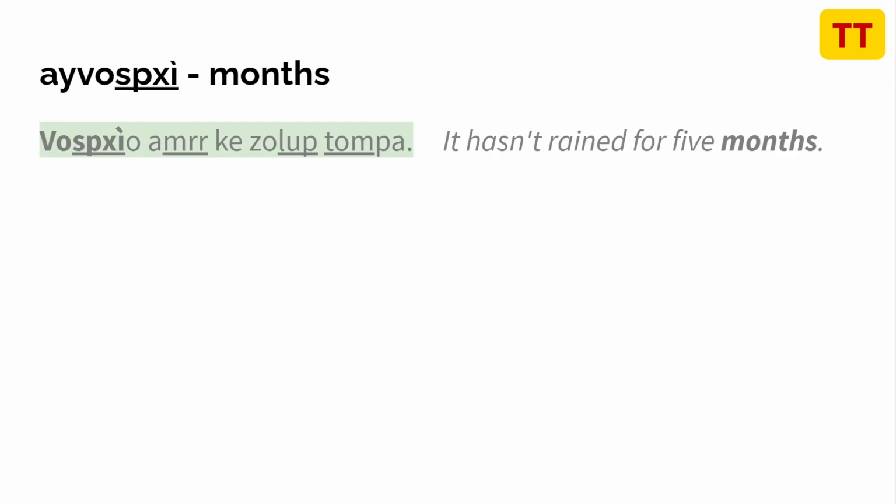Let's look at some examples of the I was the months in use. Was p'eo amr kesolup dompa. It hasn't rained for 5 months. So literally for 5 months, rain hasn't fallen. Here you again see the O. Was p'eo amr for 5 months. So the O helps to make this an adverbial phrase and to say for 5 months, to have a duration of time here.